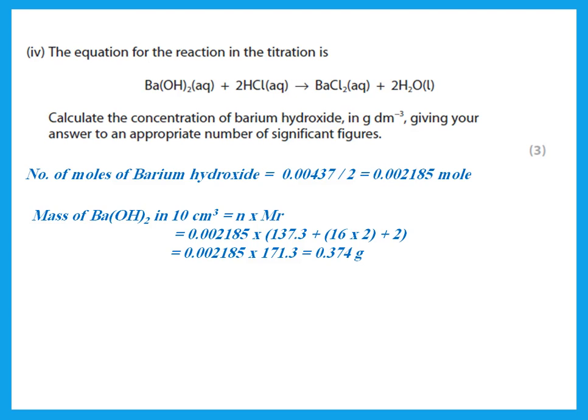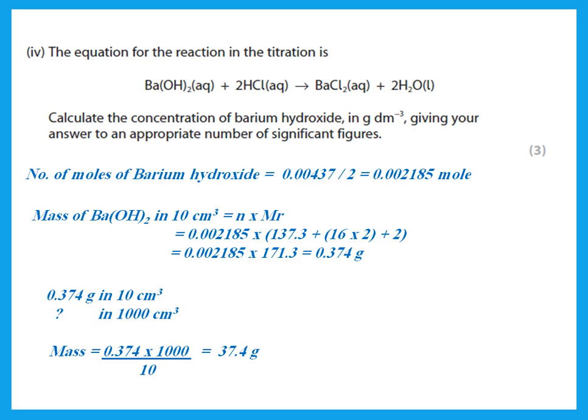So the mass is number of moles times the MR, and that comes out to be 0.374 grams in the 10 centimeter cube. Now he's telling me he wants it per decimeter cubed, so I can get the mass in 1,000. If this is in 10, then how much in 1,000? So this is the mass in 1,000. So this is actually 37.4 gram per decimeter cube.